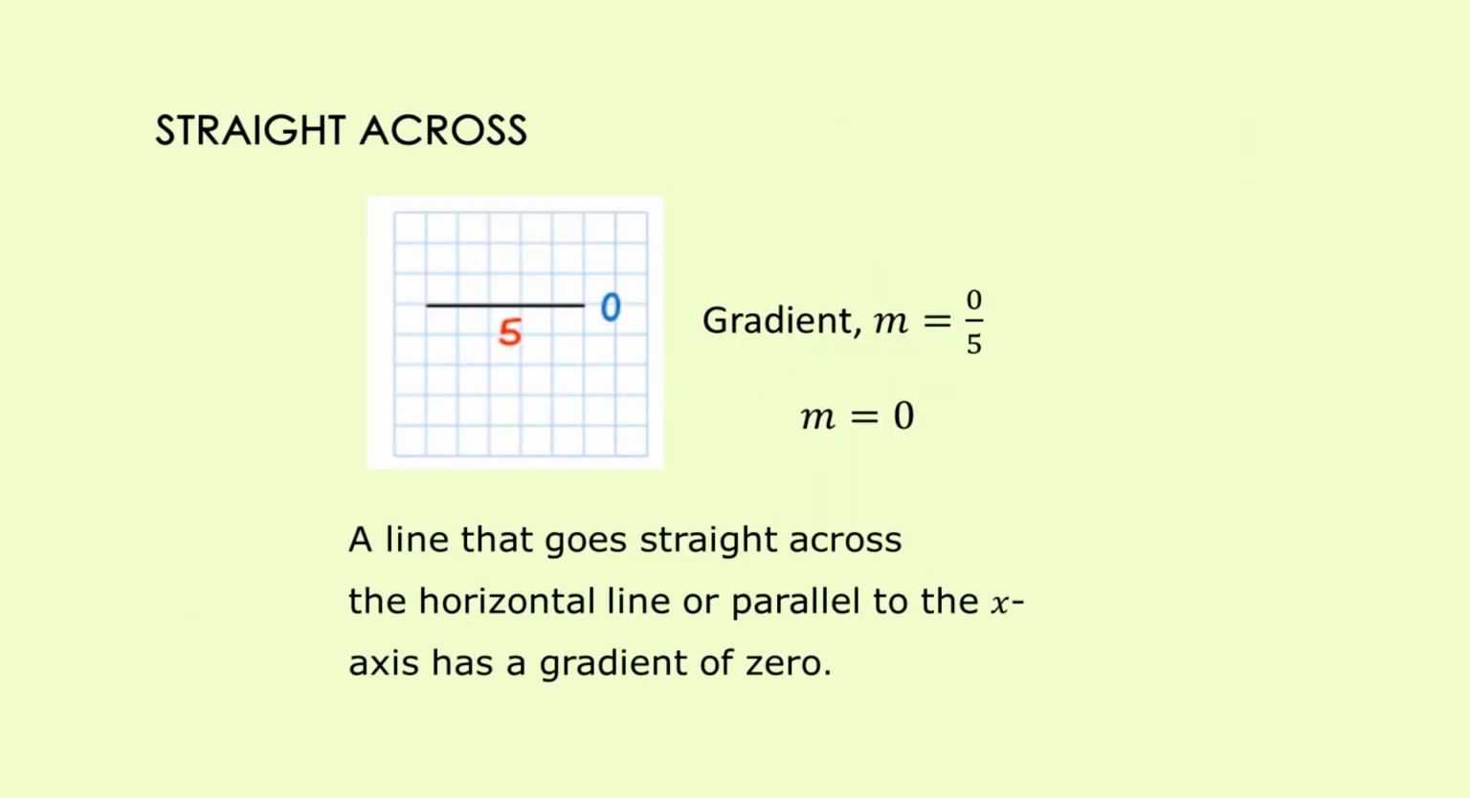Look at this diagram. This is a line which is parallel to the x-axis. Try using the ratio formula and find the gradient. The gradient is m equals 0 over 5 equals 0. Conclusion: a line that goes straight across along the horizontal line, or parallel to the x-axis, has a gradient of 0.